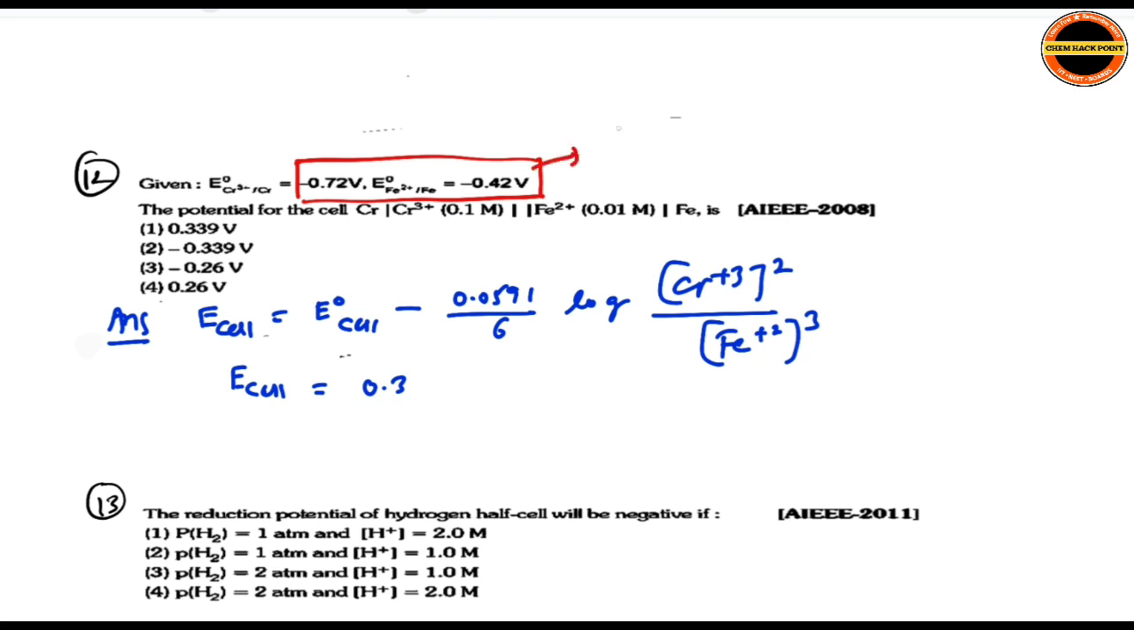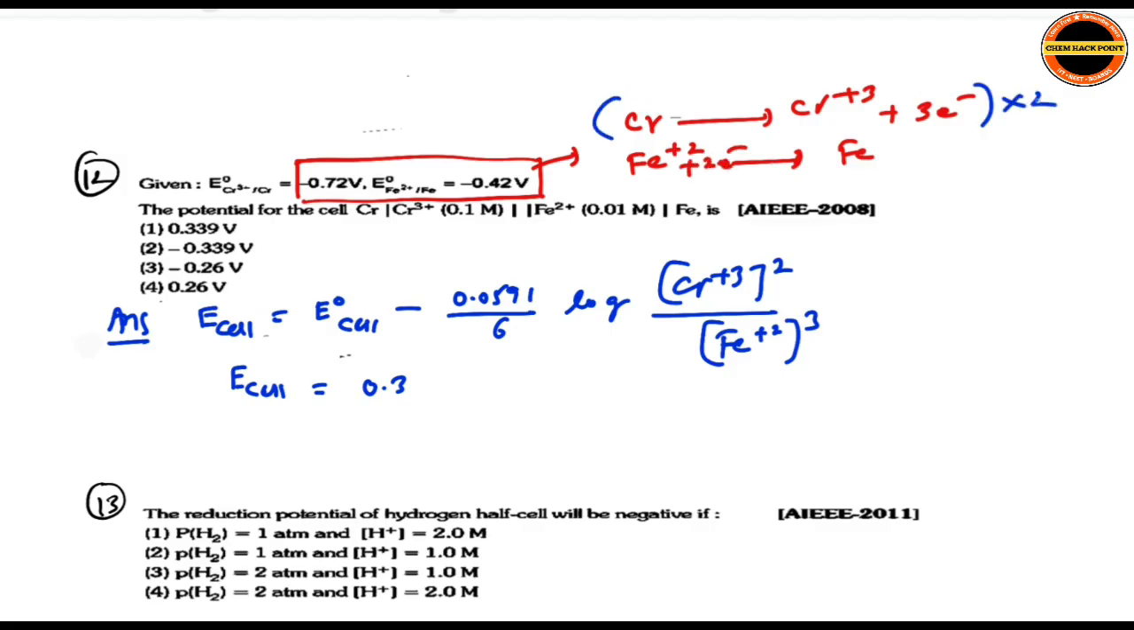Net cell reaction, I am showing here. For example, Cr giving Cr plus 3, which is 3 electrons here. Another equation should be reduction, right? So I am changing Fe plus 2 to Fe, so here you will get 2 electrons. To make the number of electrons equal, what do we have to do? We have to multiply this with 2 and the other with 3 to make the number of electrons equal. So during this process, we get the net equation.